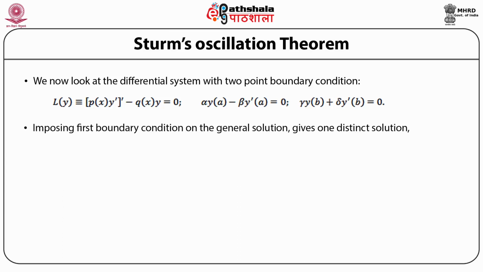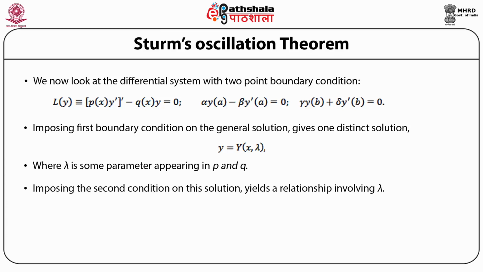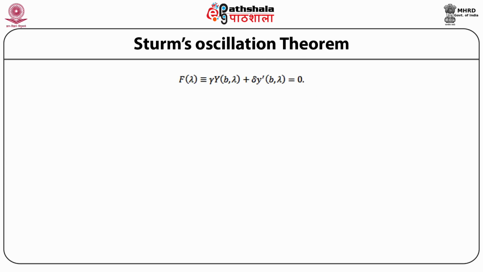When the first boundary condition is imposed on the general solution, we obtain only one distinct solution given as y is equal to a function capital Y of x and lambda, where lambda is some parameter appearing in p and q. When the second condition is also imposed on this solution, we obtain a relationship involving lambda: F of lambda is equal to gamma times capital Y of b and lambda plus delta Y prime of b and lambda is equal to 0.